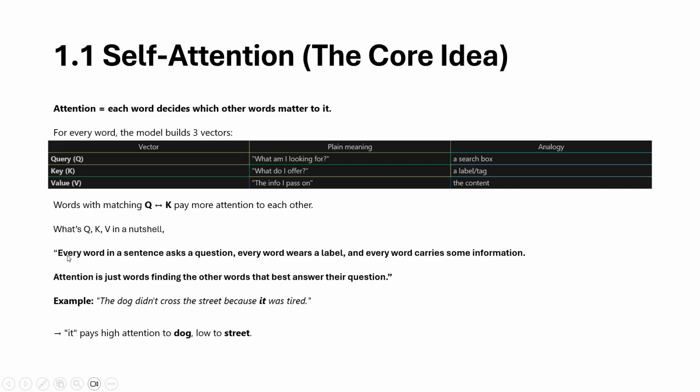So what are Q and K intuitively? Every word in a sentence asks a question, every word wears a label, and every word carries some information. So attention is just a word finding the other word that best answers its question. Now an example to understand it better: the dog didn't cross the street because it was tired. Now, it refers to whom? It pays higher attention to dog than to street, right? So that is what the attention mechanism is.